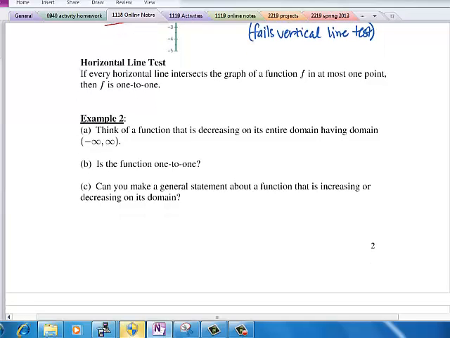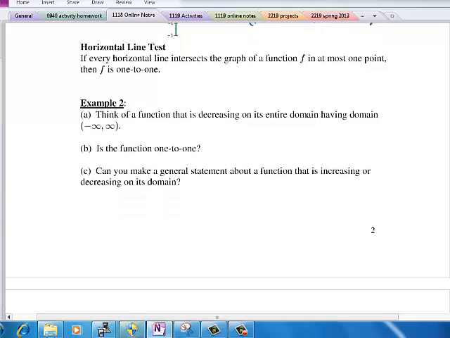Example 2 here, we want to think of a function that is decreasing on its entire domain, having its domain negative infinity to infinity. So an easy example would be just a linear function with negative slope. So we could say maybe f of x equals negative x plus 3, something like that. Any linear function with a negative slope would satisfy this requirement that we've got decreasing on the entire domain with domain negative infinity to infinity.